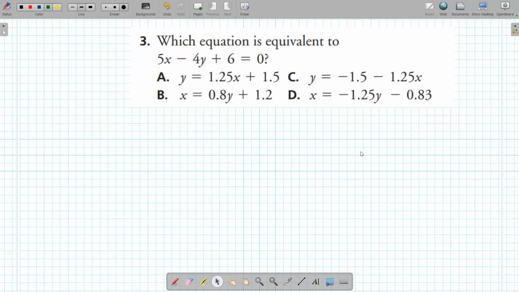Now they have given us an equation which is not in the standard form. Remember, for linear equations, the standard form is y = mx + b, where y is by itself on the left-hand side. And it says which one of these is equivalent. Alrighty, let's solve this for y. We have 5x minus 4y plus 6 equals 0. I want only a y on the left-hand side. We're trying to isolate y. How do we go about doing this?